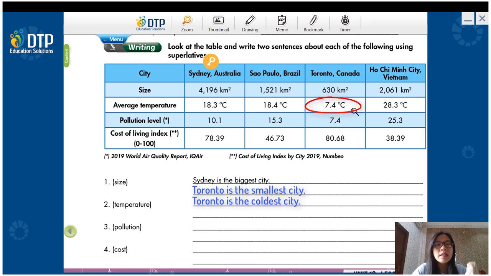Toronto is the coldest city. And which city is the hottest city? Very good. The second sentence is Ho Chi Minh City is the hottest city. About pollution level.